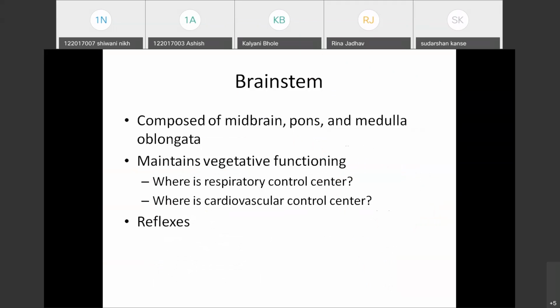So this is the brainstem. It's composed of midbrain, pons, and medulla. It maintains vegetative functioning like respiratory control or the cardiovascular centers. It also helps to maintain the reflexes, small reflexes.